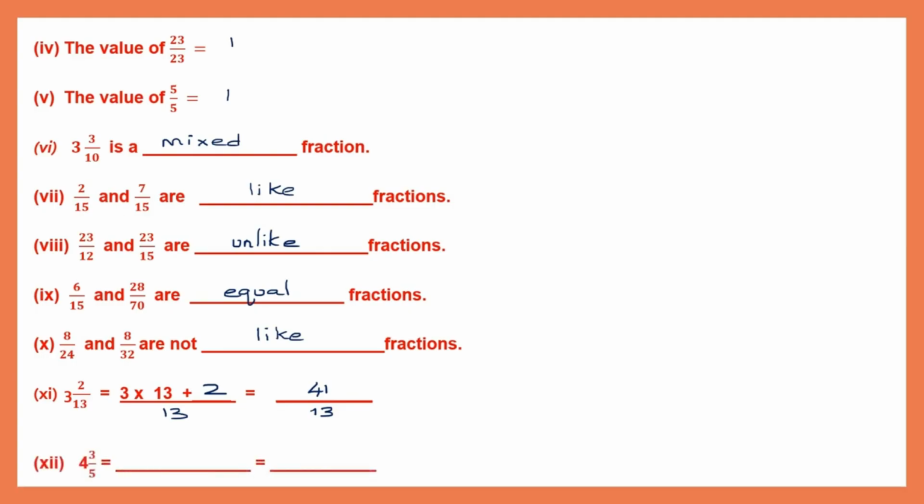Next question. We have question 12. Here 4 3 by 5. Same way we should do. So here we did 3 into 13, so here let's do 4 into 5 plus 3, and in the denominator we have 5 as it is. Now let's multiply, 4 5s are 20. 20 plus 3 is 23. So this is 23 by 5. So what did we do here? Again, we have a mixed number. We have converted it to an improper fraction. How did we do? We multiplied 4 into 5 and we added 3 to it. Denominator will remain the same.